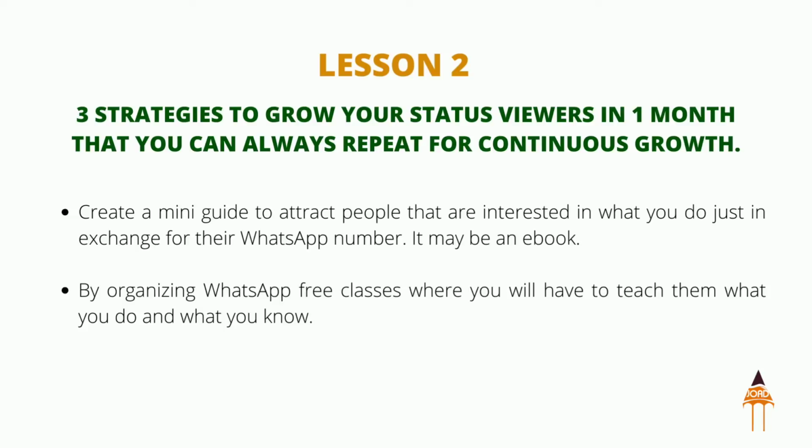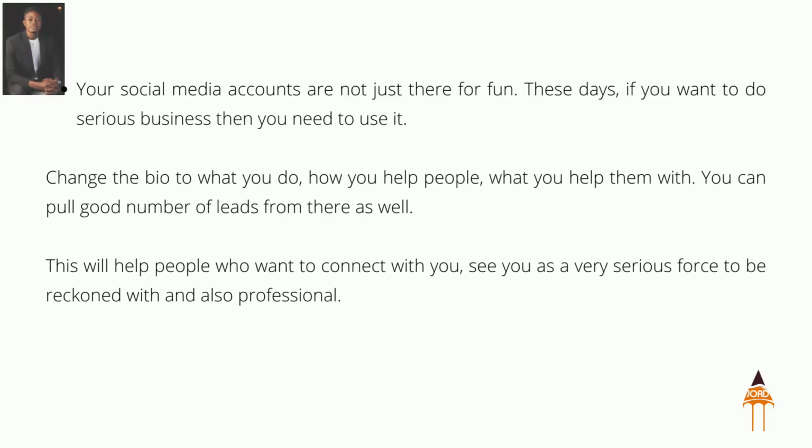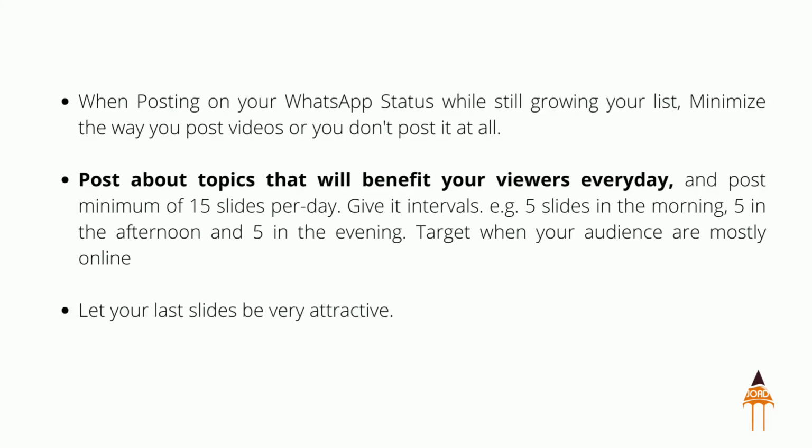So lesson two, I said three strategies to grow your WhatsApp status viewers in 1 month that you can always repeat for continuous growth. I talked about creating a mini guide, ebook for people, then organizing WhatsApp free classes also. So your social media account is also there to pull in leads. So change your bio, go and revamp your social media account. Then when posting on WhatsApp status, minimize where you post videos or you should stop it totally.